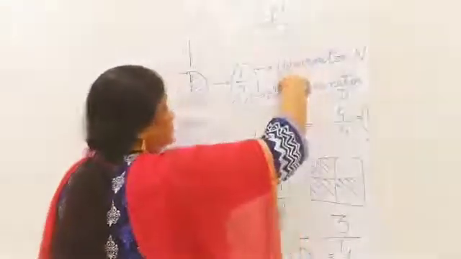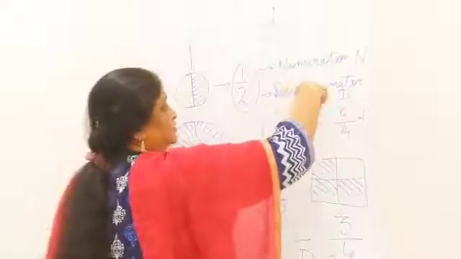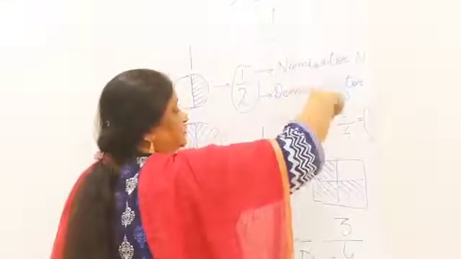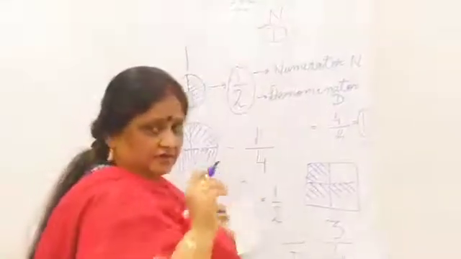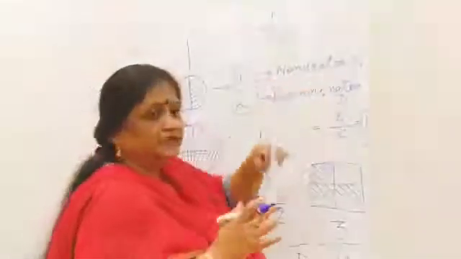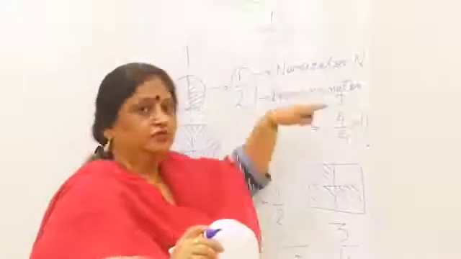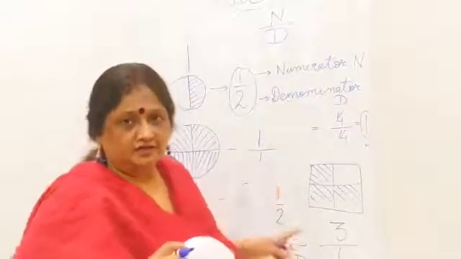The numerator means the number of parts that have been used out of the total parts into which we have divided the thing. The parts that have been used are the numerator of the whole. So this is what a fraction is, children.